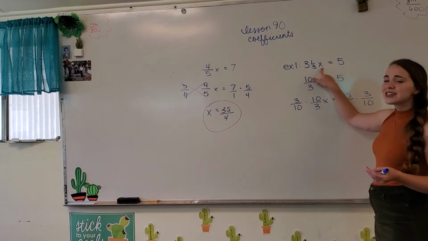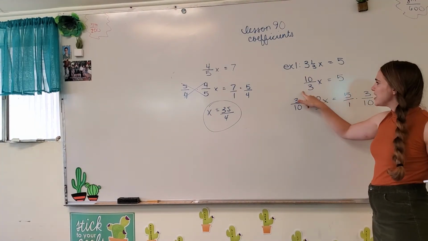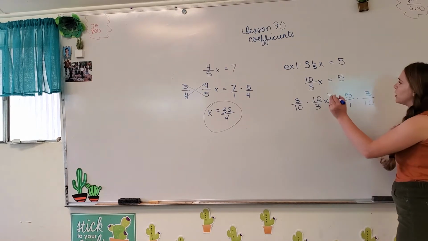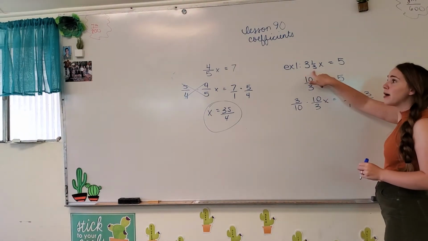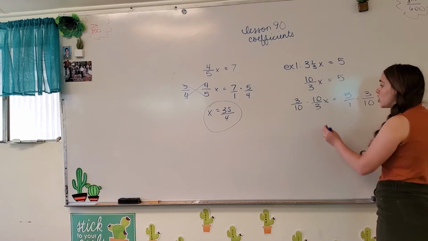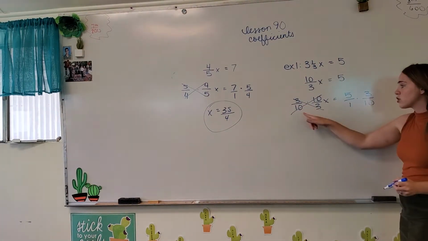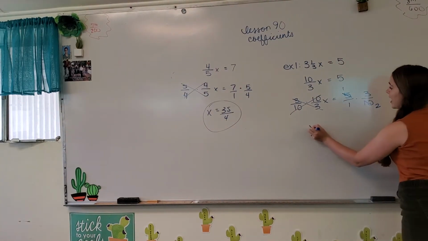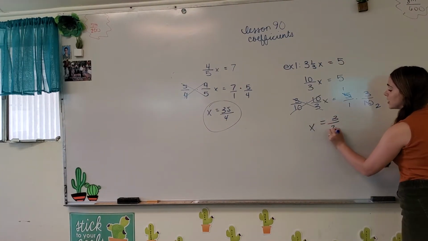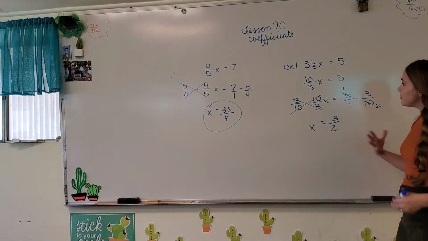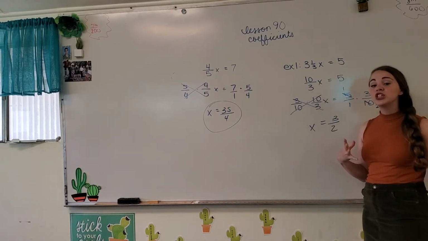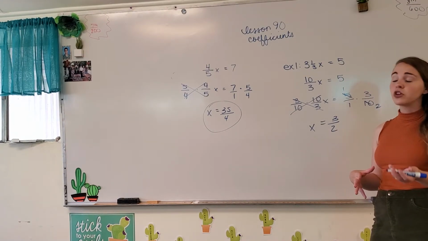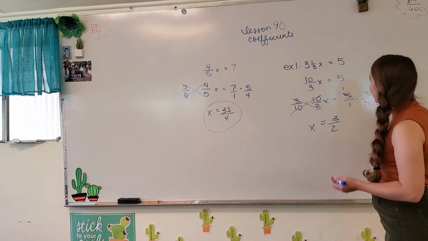3 1/3 x. The only thing you have to do is just make it improper first so it can easily multiply. So we change 3 1/3 to 10/3, multiply by the bottom and then add the top. And so when you multiply both sides by 3/10, you end up with, and of course you can cancel out, x equals 3/2, and you don't even have to change it. So that's basically all there is to it. You just have to change everything to improper before you multiply and before you try to get rid of the coefficient. All right, that's example 1.